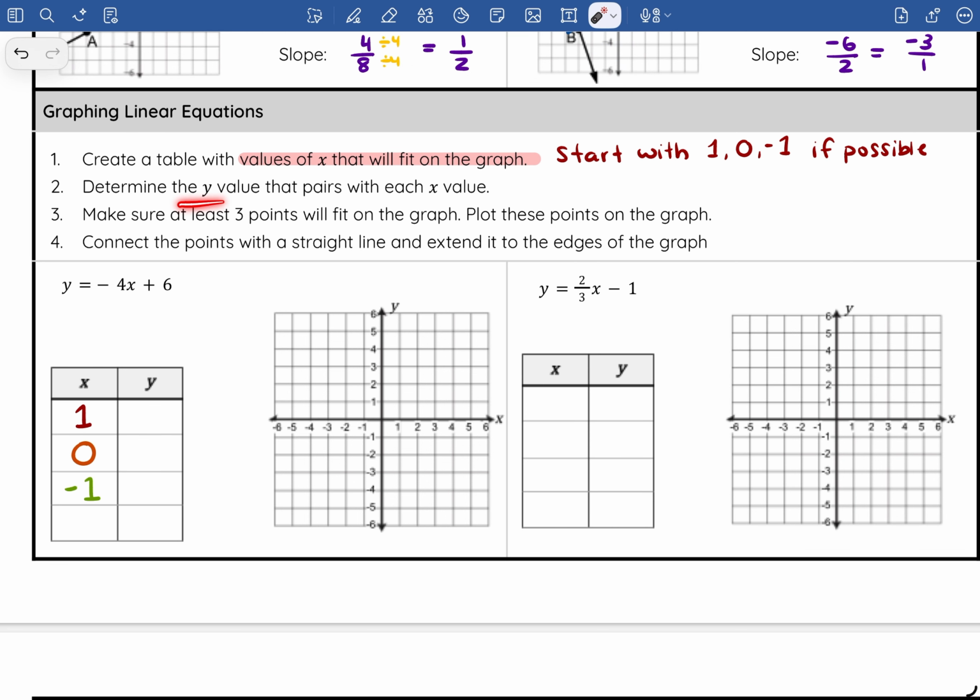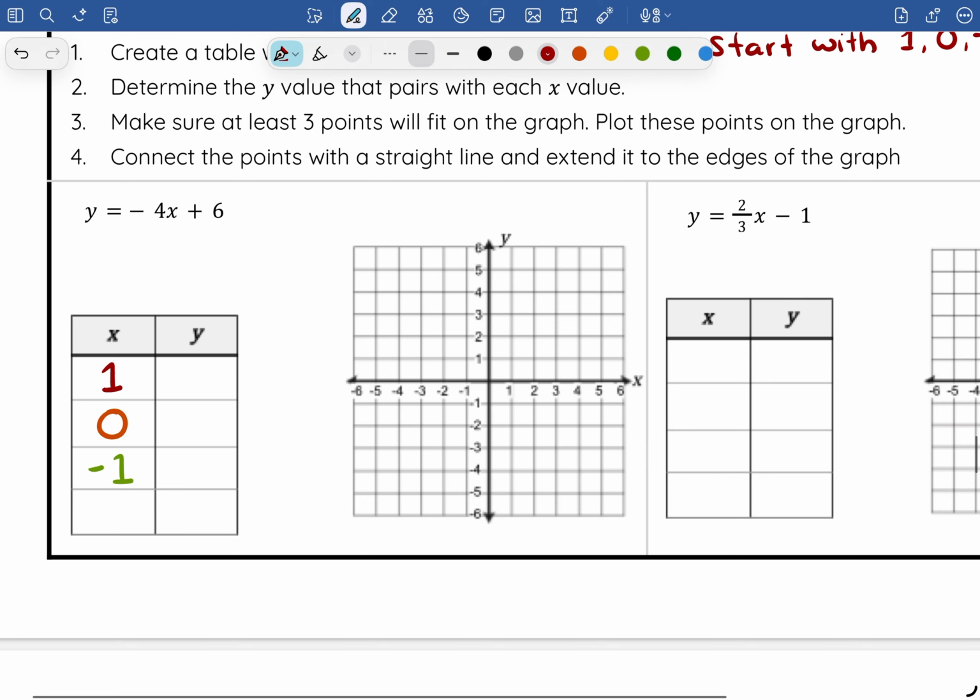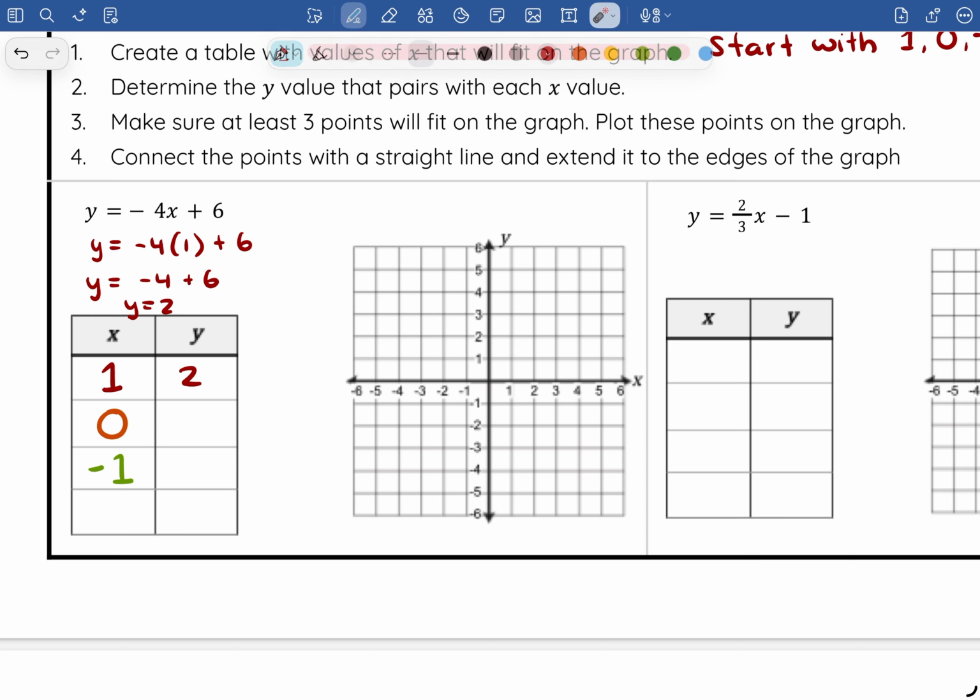And then what we're going to do is determine the y value that pairs with each x value. And how we do that is by taking each of these x values, putting it into the equation, and then solving for what y is equal to. You don't have to show your work. I'm going to show my steps for just one of these. So we'll go y equals -4 times 1 plus 6. And so just following BEDMAS with this section of the equation, what we have is y equals -4 plus 6. And so what's y equal to? It's equal to 2. And so this gives us just one singular point.